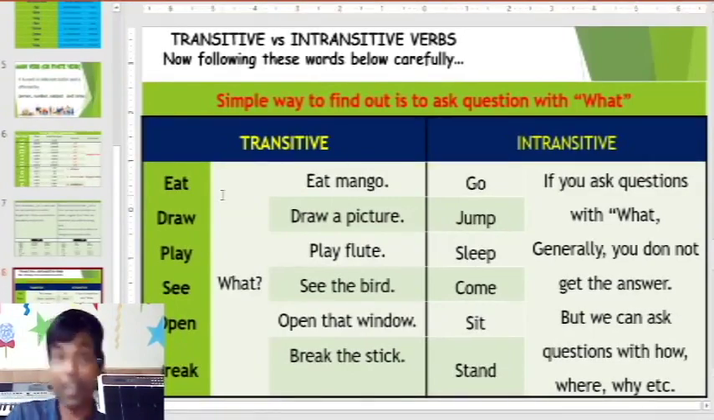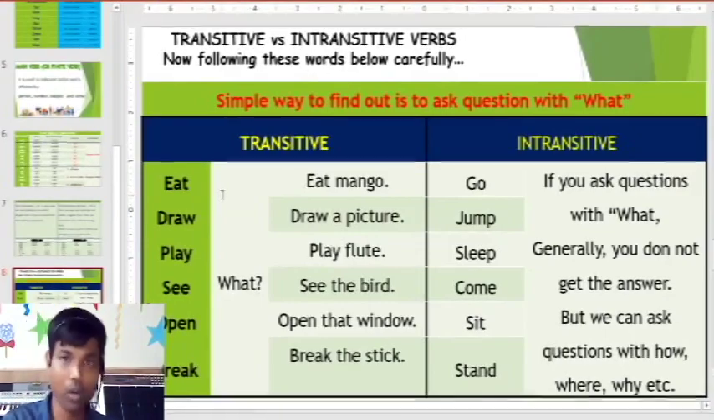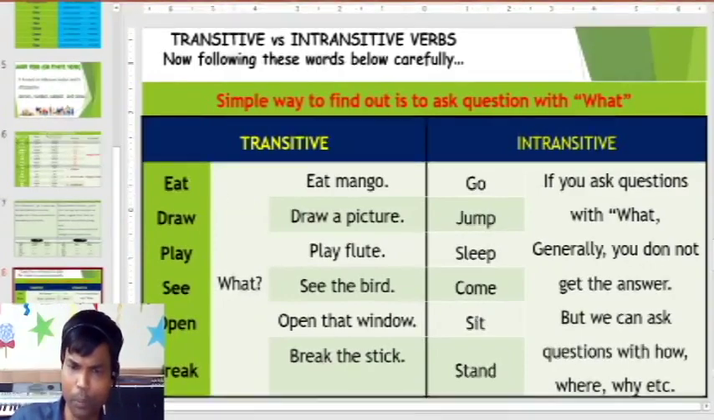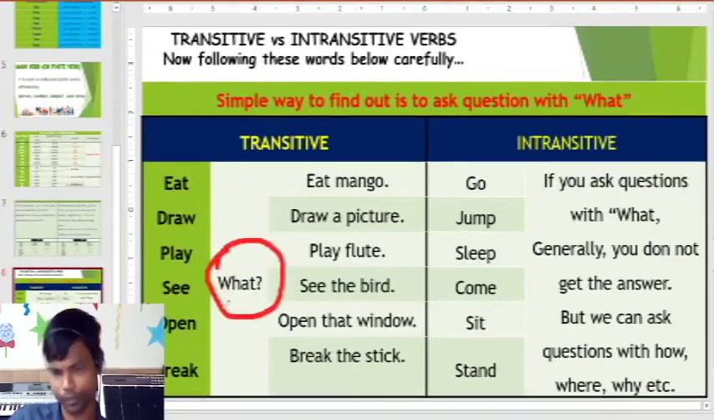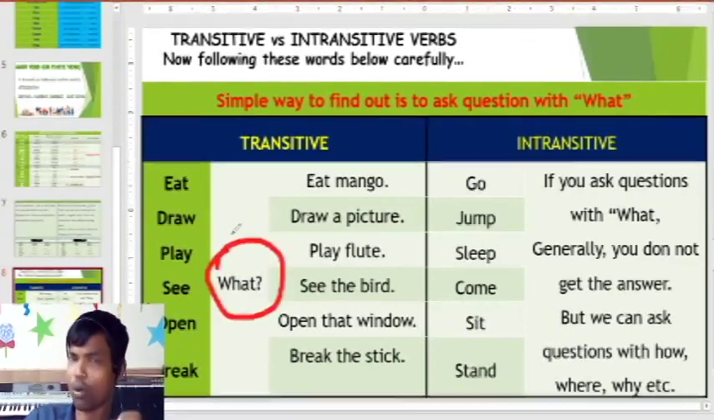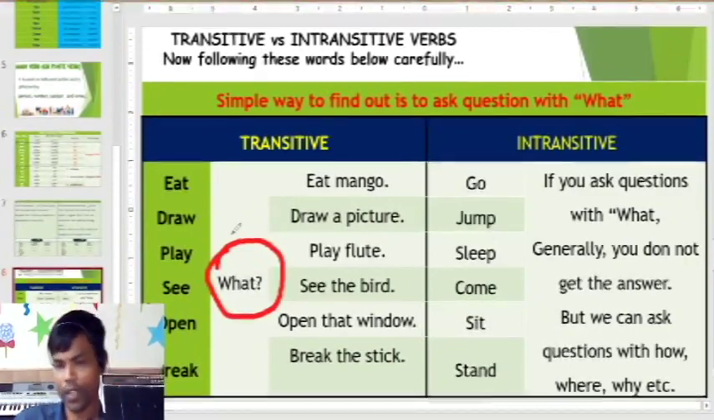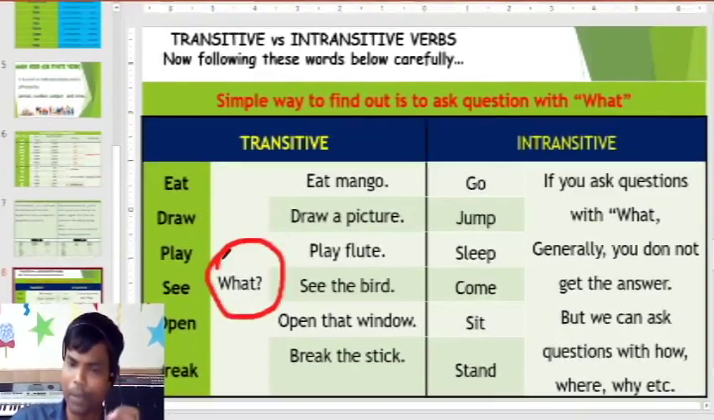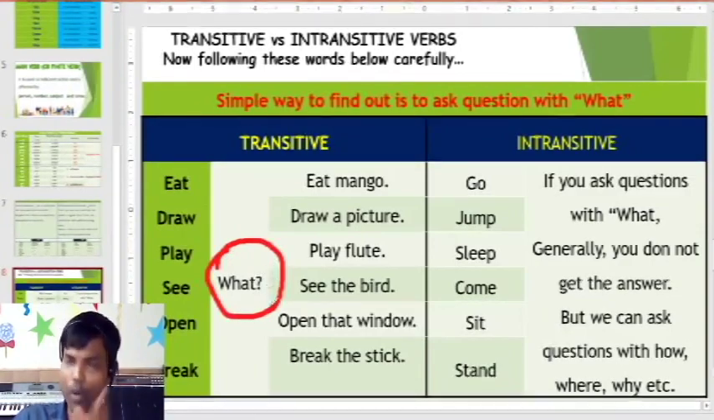See what? See a picture. But if I say jump, jump what? No. Jump where? Jump how? Possible, but not what. So, the simple thing again I want you to know is what I have already written. See here, eat what? Mango. You are getting an answer. That means it is passing over to the object. Therefore, it is a transitive verb. Draw what? Draw a picture. Play what? Play the flute. See what? See the bird. Open what? Open that window.